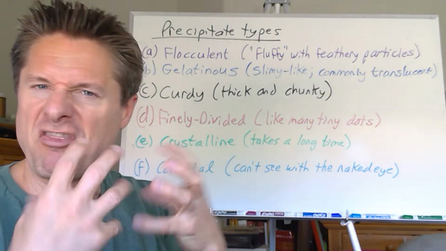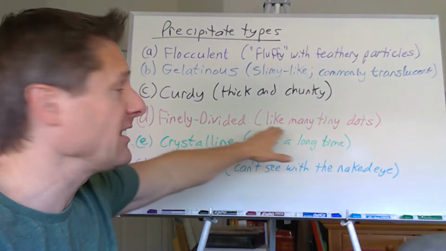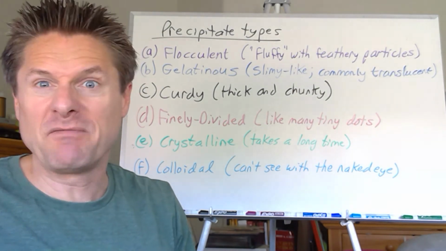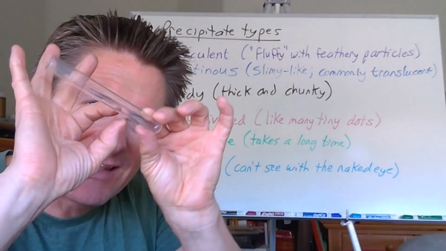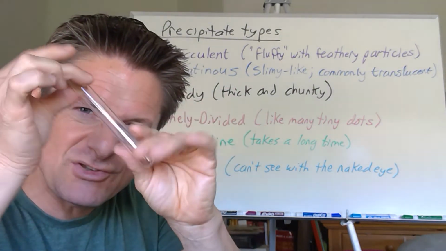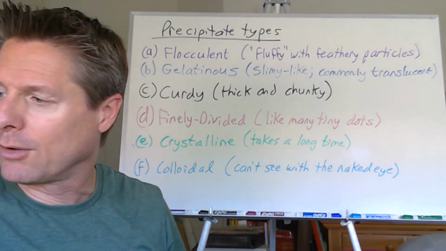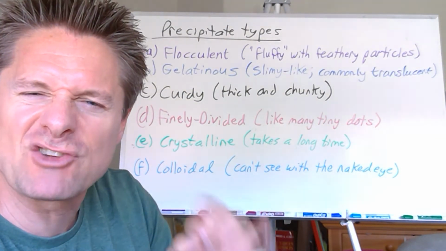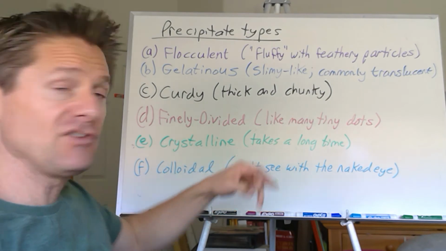Curdy, real thick and chunky. Finely divided. That's kind of my go-to if I can't figure out what it is. You'll see lots of tiny little particles when you shake it. It's very liquidy, particles moving all over the place, but they don't have a fine structure. They're like dots.